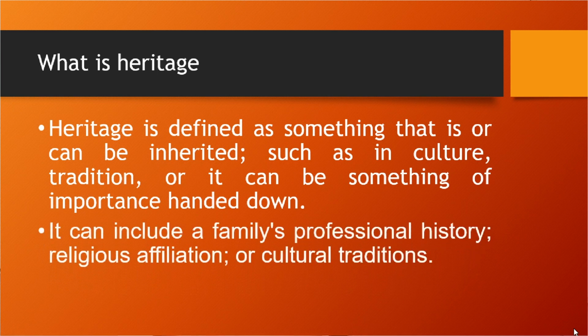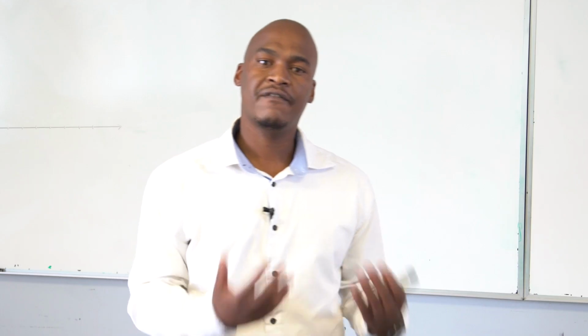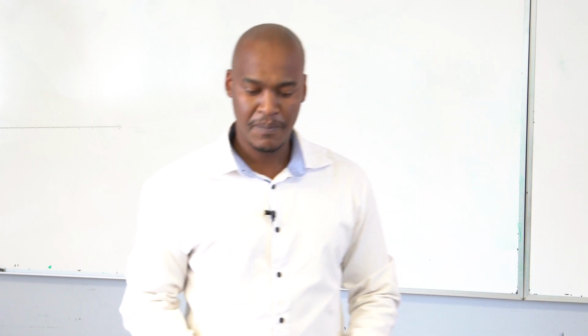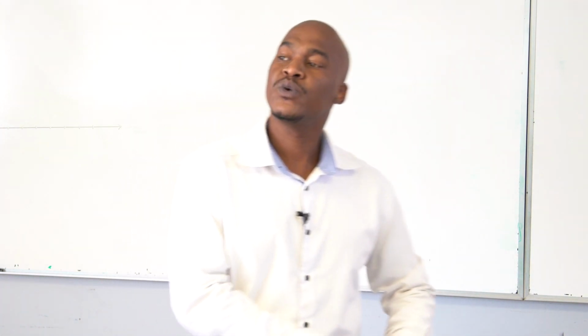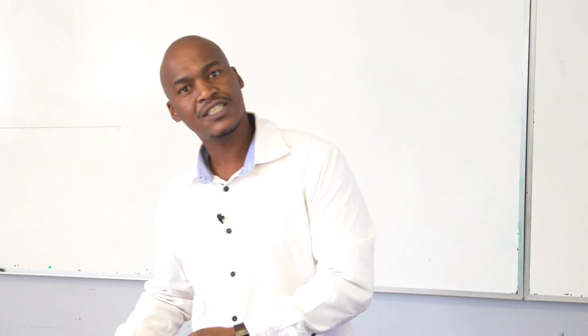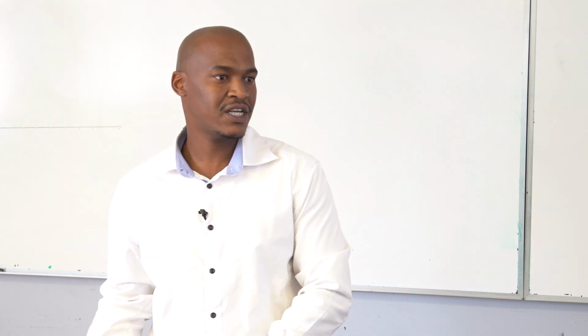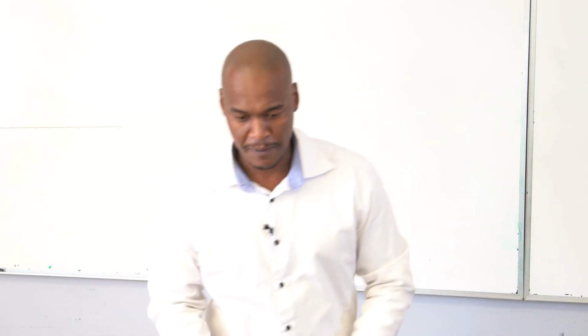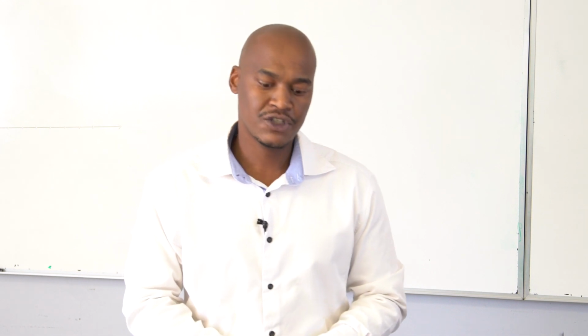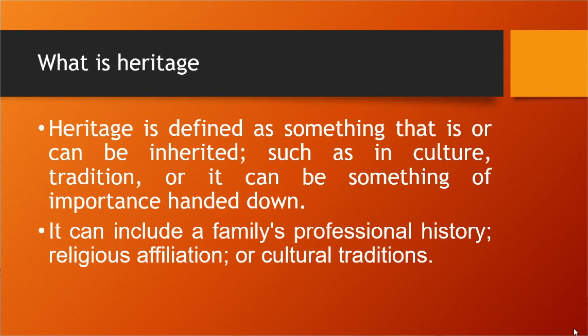It can include a family's professional history. For example, if you're a traditional healer passing on the skill from a parent to a child, if you're a farmer teaching your child or your son how to farm, that can also form part of heritage. Religious affiliations, normally we go to churches that we grew up in, and our children and their children's children might also go into those same churches that we grew up in as young people and as we get older. Also, our cultural traditions form part of heritage because they define who we are and where we come from.